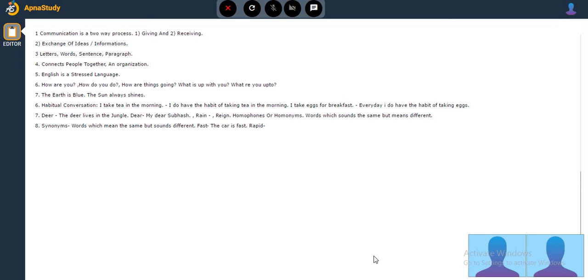Fast. Anything could be a fast thing. For example, I run fast. He runs fast. She runs fast. The train is very fast. The car is very fast. And rapid, it is exactly this. Both of these words hold exactly the same meaning, but the words themselves are different from each other. So these are known as synonyms. The words which sound different from each other, but mean the same, are known as synonyms.